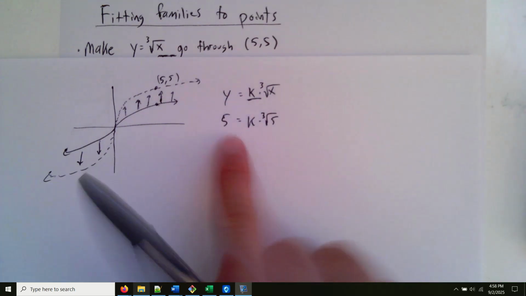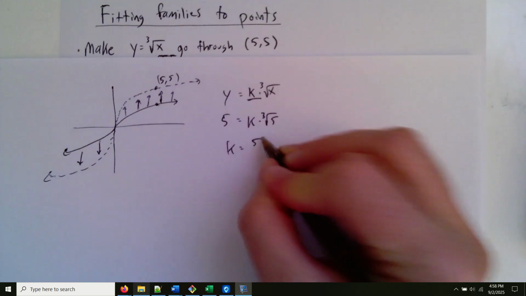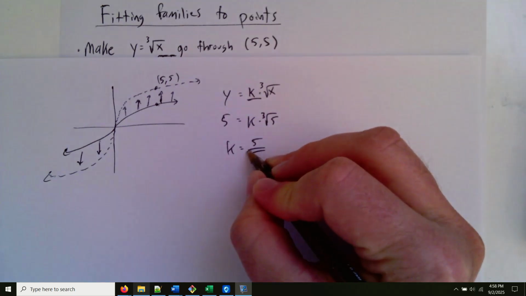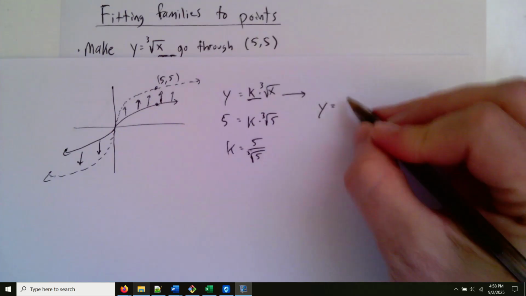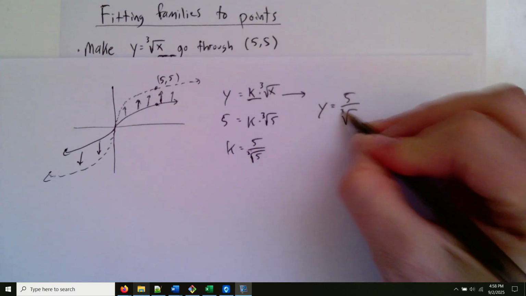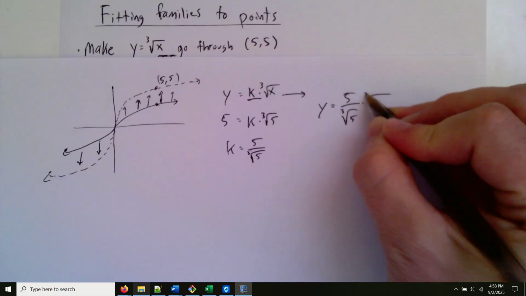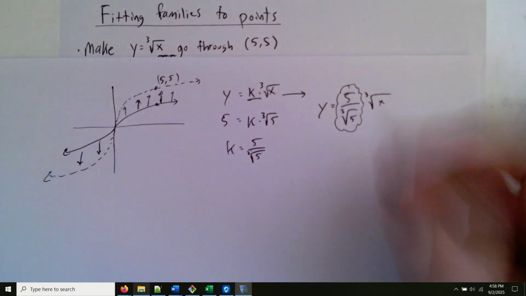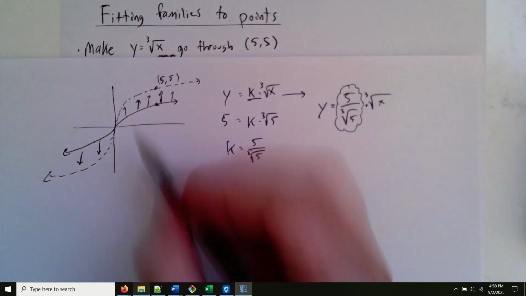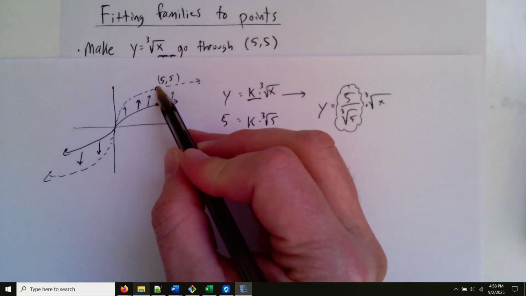So I'll divide by cube root of 5 on both sides. And I've got k is 5 over cube root 5. So now I can rewrite my original equation as 5 over cube root 5 times cube root x. And again, you're thinking about this thing as a number that's just the magic right number for stretching this as far as it needs to go through that point.